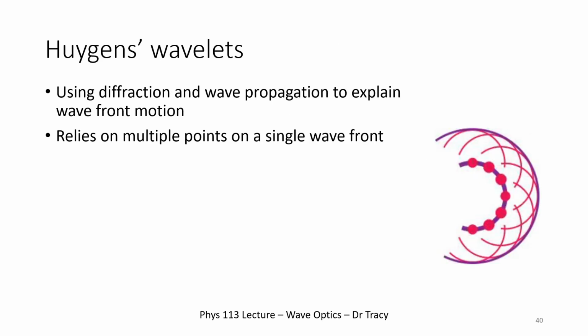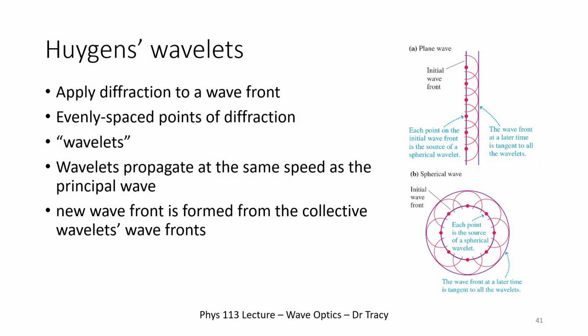And the answer is, we look back to a guy named Huygens from the 17th century, and he developed this idea of wavelets, where you can choose various points along a given pathway, evenly spaced, and use those as diffraction sources where the wave propagates circularly outward.